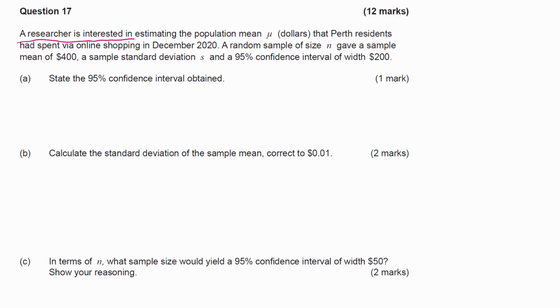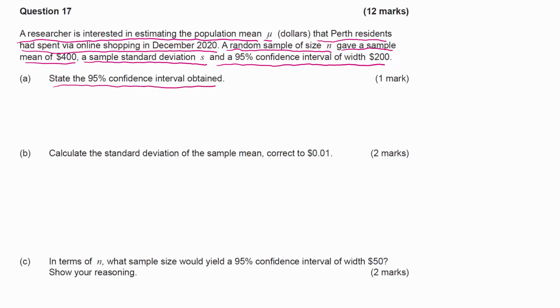A researcher is interested in estimating the population mean mu that Perth residents had spent via online shopping in December 2020. A random sample of size n gave a sample mean of 400, a sample standard deviation s, and a 95% confidence interval of width 200. State the 95% confidence interval obtained.